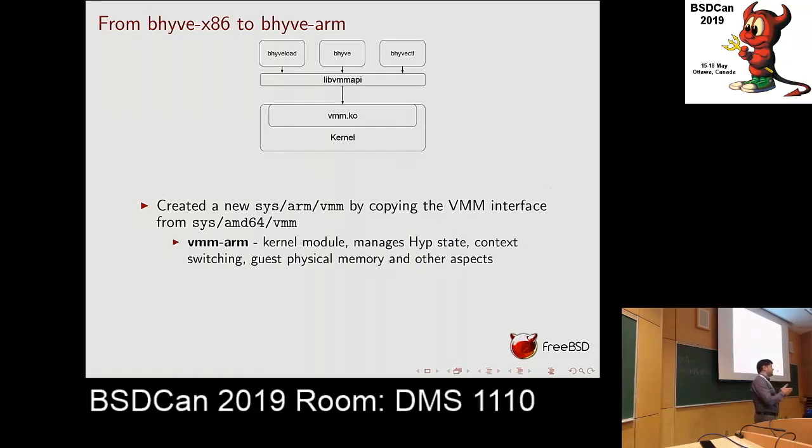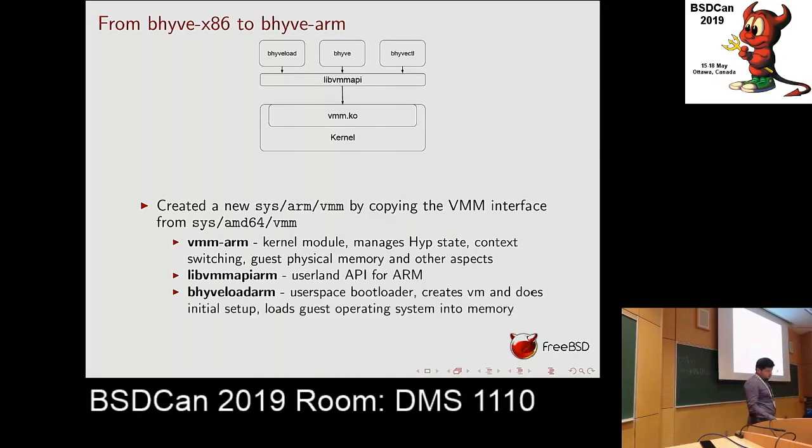So this was the first approach. Basically, we added the ARM suffix to be able to make a distinction between vmm and vmm-arm. vmm-arm is a kernel module which manages the hypervisor state, the context switch between guest and host, and also manages the guest physical memory, so it will make its mappings. Further, we have libvmmapi-arm. We duplicated the library, which is the API for ARM. Bhyveload-arm: again, we duplicated the interfaces and wrote the code for ARM there. So we only duplicated interfaces, the code is different. And bhyve-arm is basically the user space process that runs the main loop and does all the emulation we need.